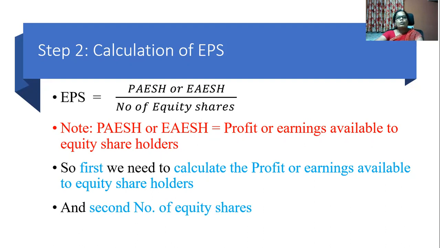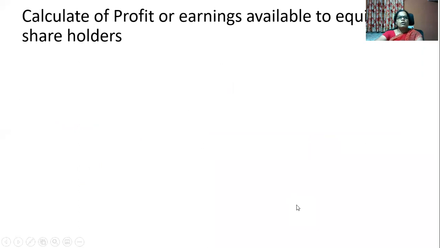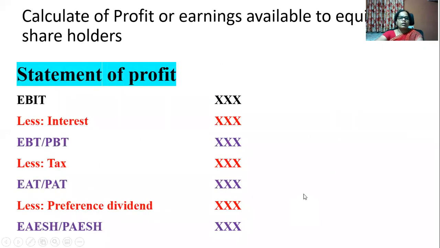Now let us see how we calculate the amount available to equity shareholders, and then we will see how we calculate the number of shares. To calculate the profit available to equity shareholders, you need to make the profitability statement, for which EBIT is a must. The EBIT would be given in the problem, along with the relevant information to prepare the statement.